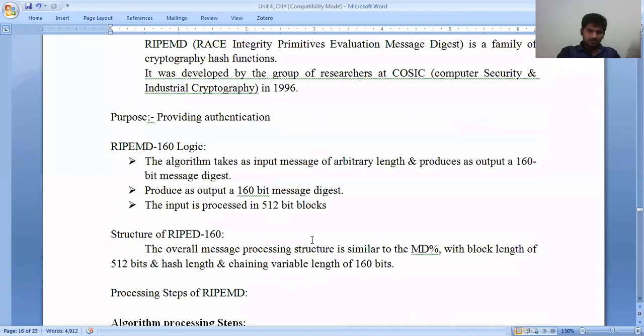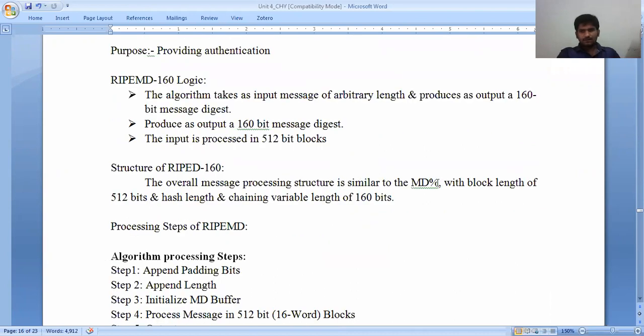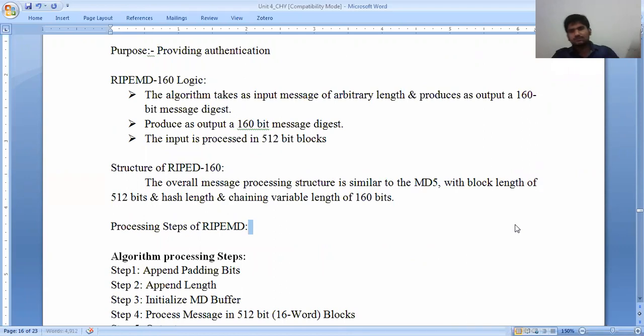So what is the logic here? The algorithm takes an input message of arbitrary length and produces an output of 160 bits of message digest. The previous one is also 160 bits, and this is also 160 bits. The input is processed at 512 bits only. This is message digest 5.